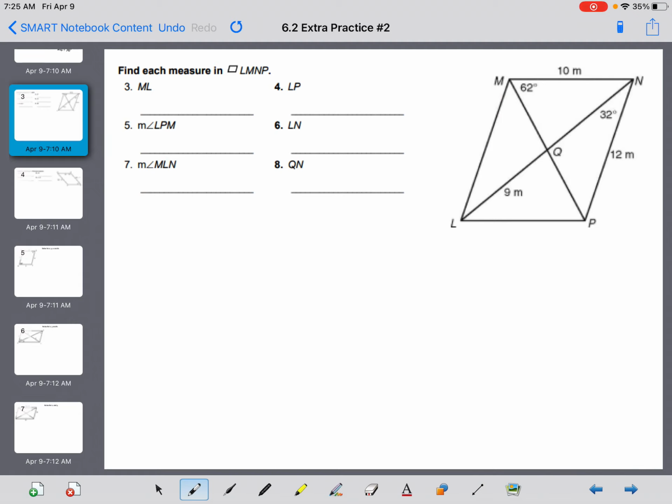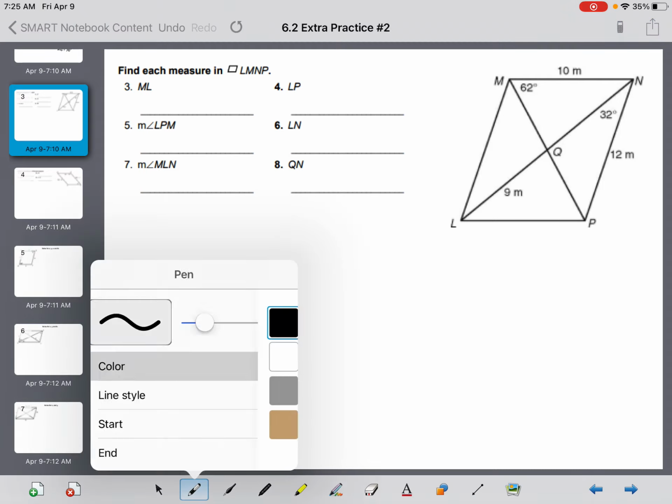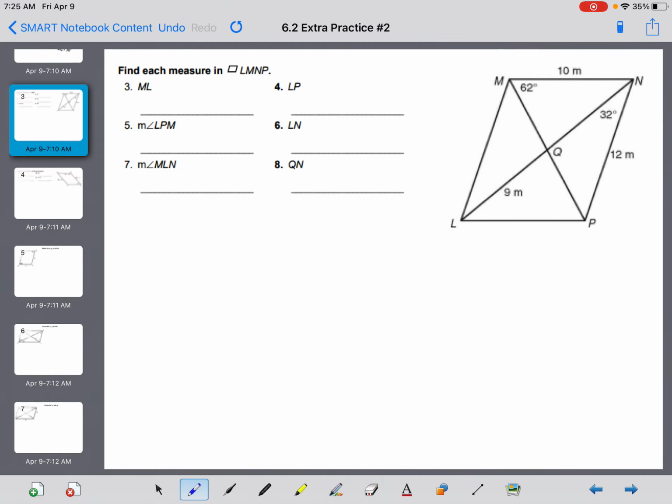All right. Here they give us a parallelogram with diagonals, okay? They want us to solve for multiple things here. I'm going to change the color to make it stand out. Let's just fill out what we know first. I see MN, and that's going to be congruent to LP. So if MN is 10, LP is 10. I see NP is 12, which means ML also has to be 12.